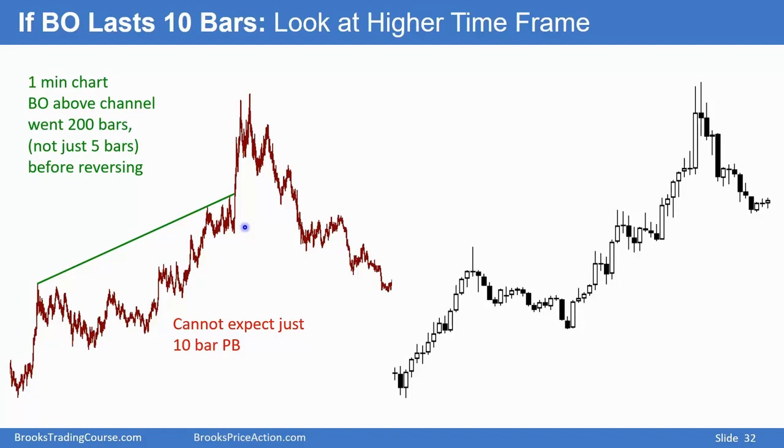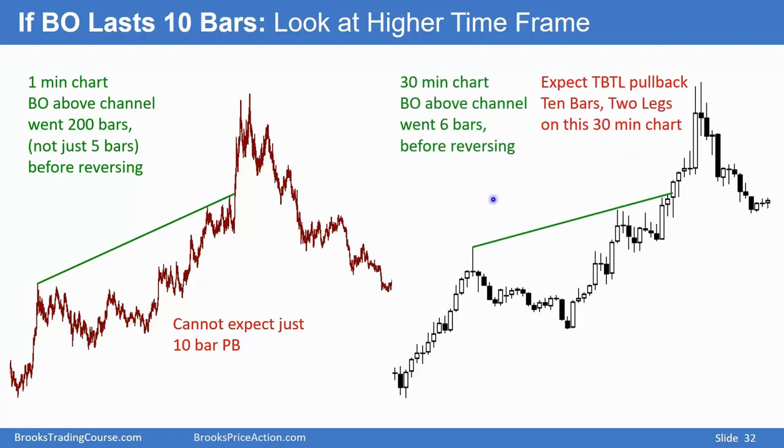And is this 1-minute chart the highest time frame where I can see this channel? No. In fact, this channel rallied for 200 bars before it reversed down. And my rule is 70% chance it reverses down within 5 bars, but on the highest time frame chart that shows the channel. Here's a 30-minute chart of this 1-minute chart.